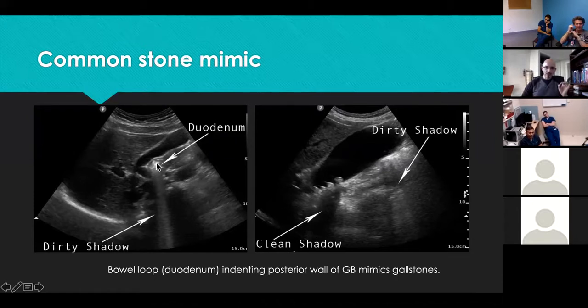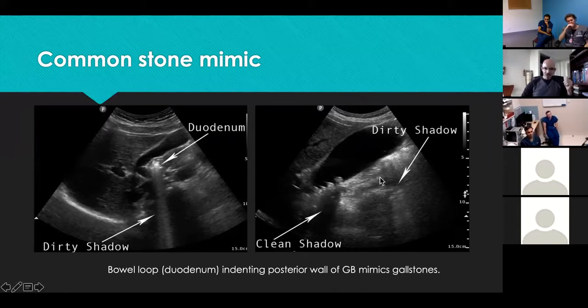Technically there are different physics mechanisms for them. The clean shadow is pretty much the attenuation of the ultrasound wave. So you get the surface area which is very echogenic. It just echoes back almost all of the ultrasound signal, the ultrasound wave, and nothing passes through. So this is completely dark afterwards.